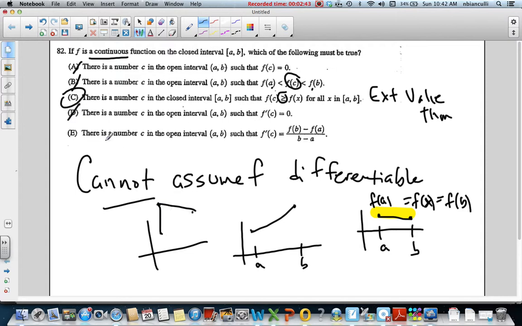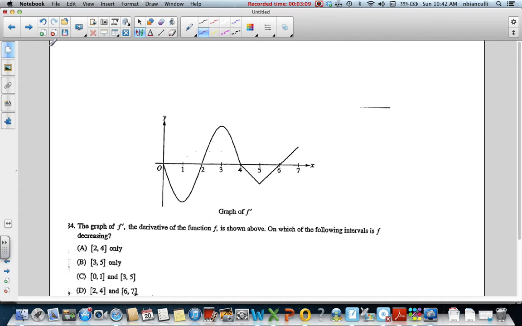And E, there exists a number c from a to b such that f prime of c is equal to the ratio of the rate of change from a to b. Again, not true if the function's not differentiable. So for example, if we take the last example I just drew, if I look at the secant line, nowhere along the graph will I find a tangent line slope that's parallel to it. So that's out. Choice C is the answer.